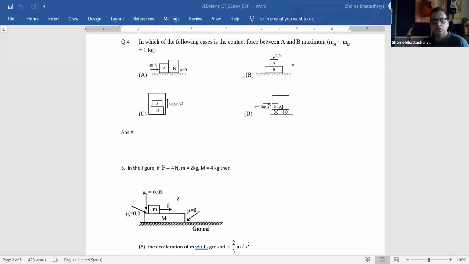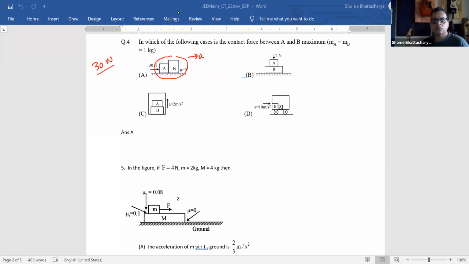Fourth one, okay, Vaishnavi. So you have to find in which of the following cases the contact force between A and B is maximum. So each of the cases you just calculate the contact force. Right? So here, look at what is happening. There's no friction. So the common acceleration of the system will be how much? It will be 30 newtons divided by sum of masses. Okay, and what is given about the masses? Masses of A and B are both 1 kg each.